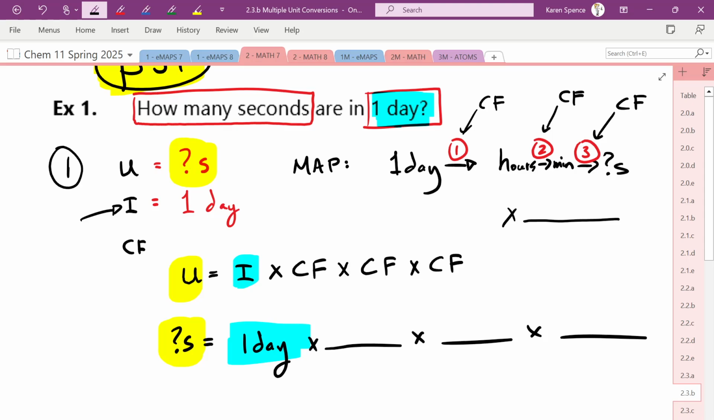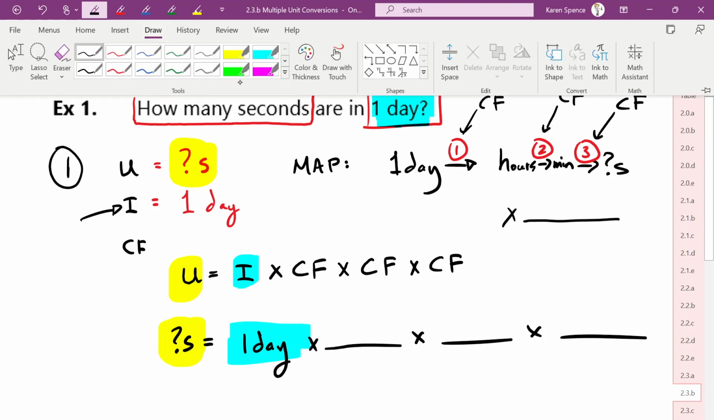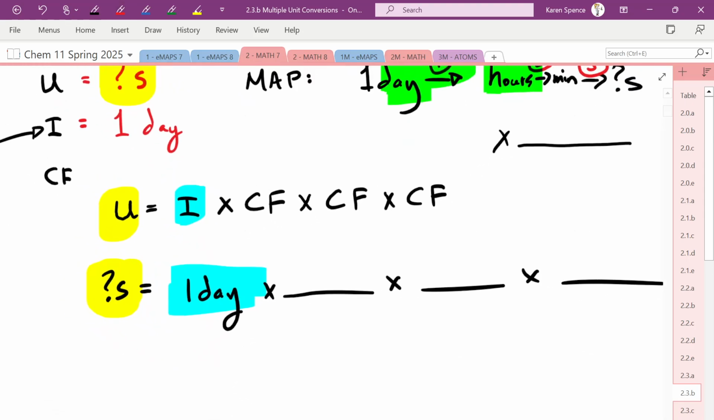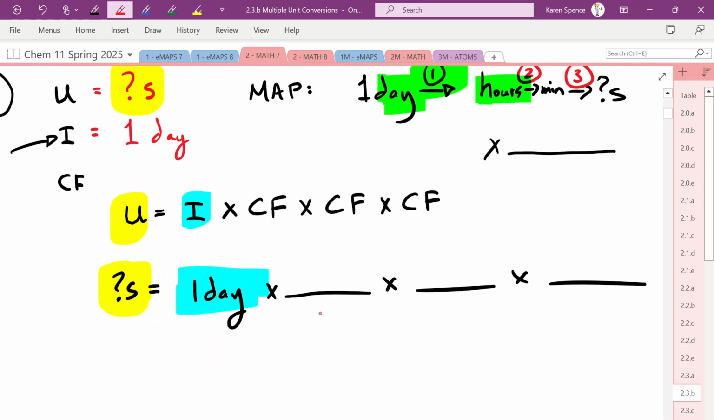And now I say in step number 1, I want to go from days to hours. So my conversion factor needs to have days. Now, where am I going to put days? On the bottom so that it cancels out. And hours are going to go on the top. I'm not even going to bother filling in the numbers yet. I'm just going to do my conversion factors.